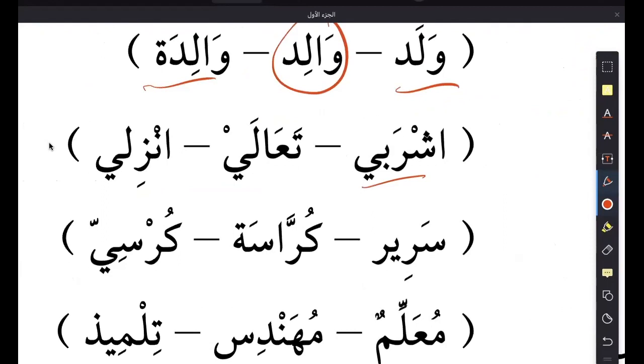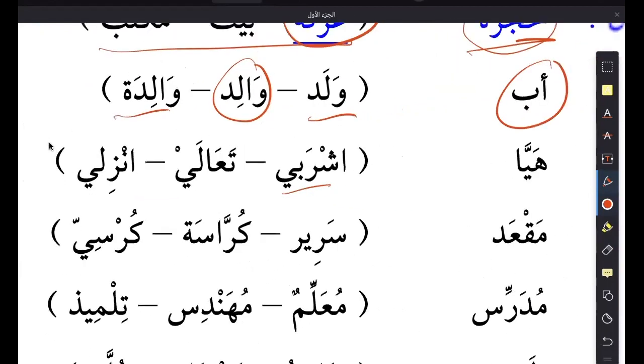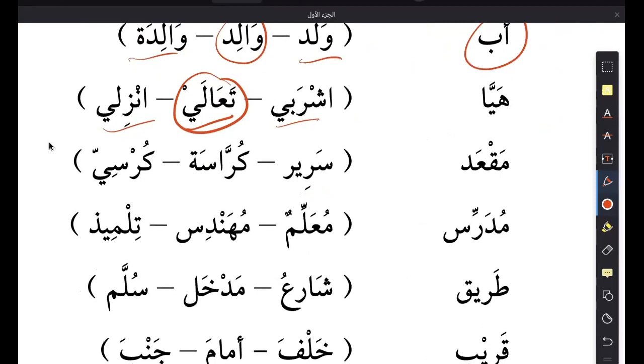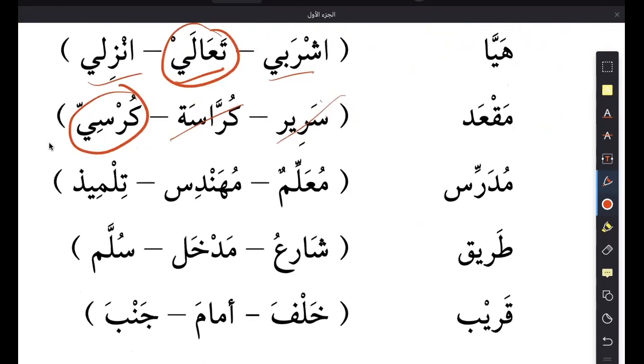So which word has the same meaning? Ta'alai. Yes, ta'alai, so let's go. It has the same meaning. Instead of saying hayya, we can say ta'alai. Maq'ad. Maq'ad is sit. Sarir, no, this is a bed. Kurasa, no, that's something else. That is a notebook. So kursi, yes, the kursi is the chair. So it has the same meaning.